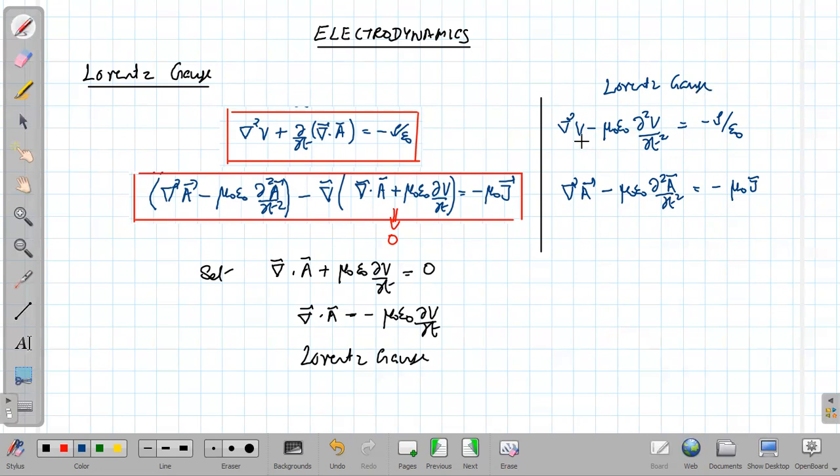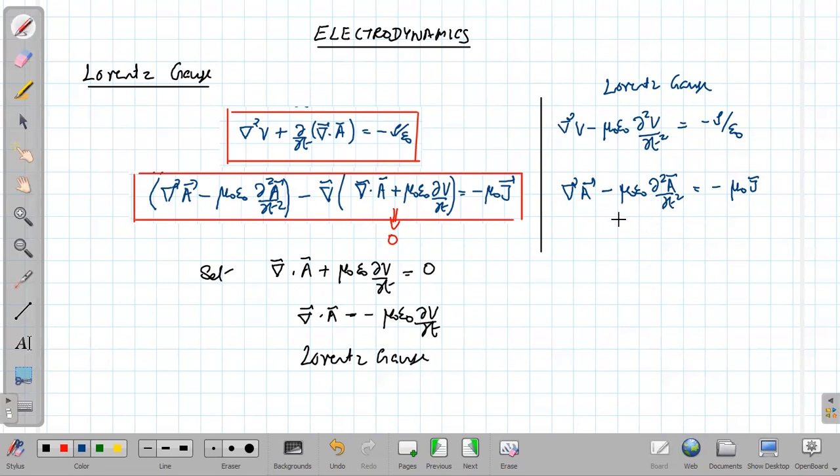Both the scalar potential and the vector potential have the same mathematical structure. So the left side seems to be a wave equation. It seems to be a wave equation with a source term, and the vector A equation is also a kind of wave equation with a source term. So we get an inhomogeneous wave equation.